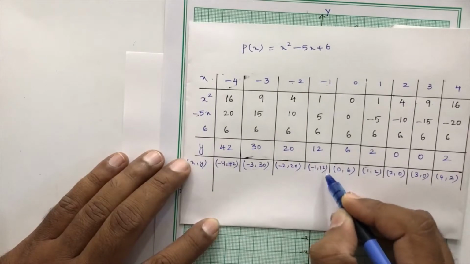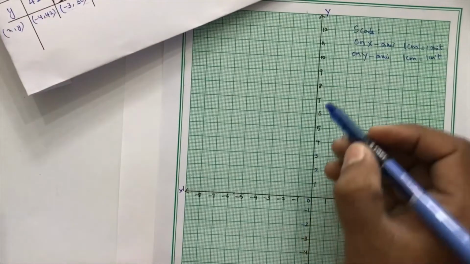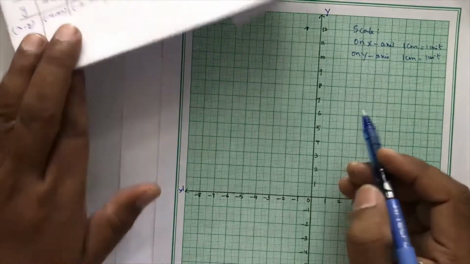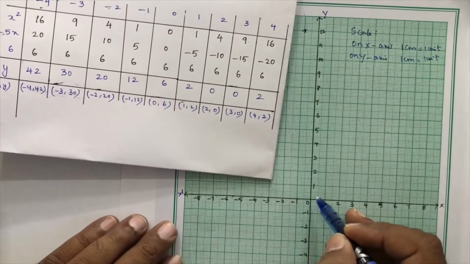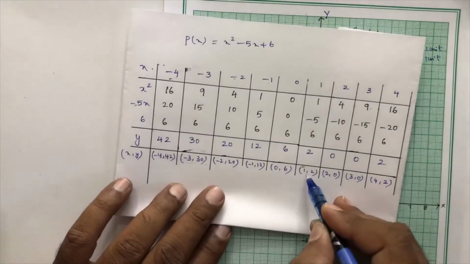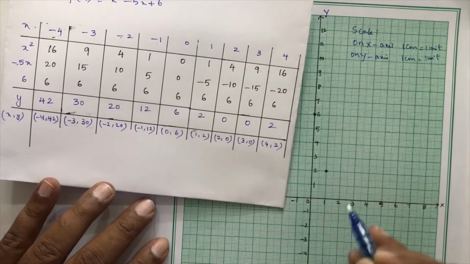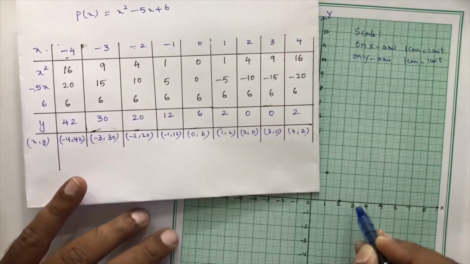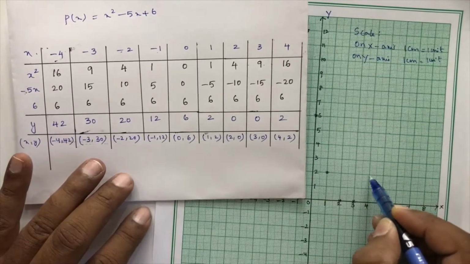Now minus 1 comma 12. X is minus 1 and y is 12. Minus 1, 12 is this value. Next 0, 6. X is 0, y is 6. Next 1, 2. X is 1, y value is 2. Then 2, 0. So on, the next 3, 0. Next 4 comma 2.